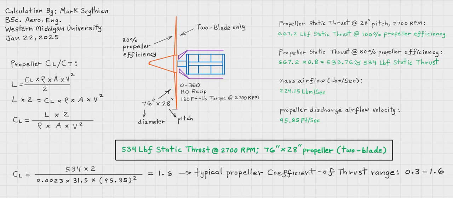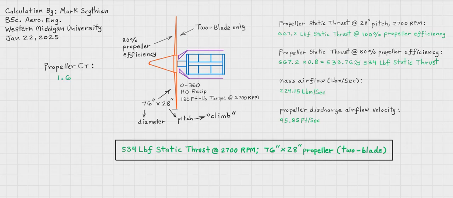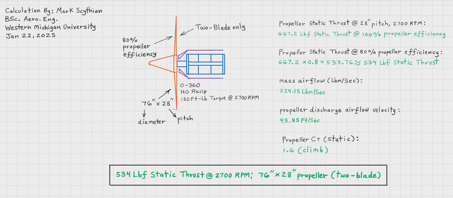The typical range for a Cessna 150 propeller coefficient of thrust is between 0.3 to 1.6. So obviously this pitch setting is in the climb setting for maximum thrust at minimum true airspeed. So that is another consideration in the final calculation.